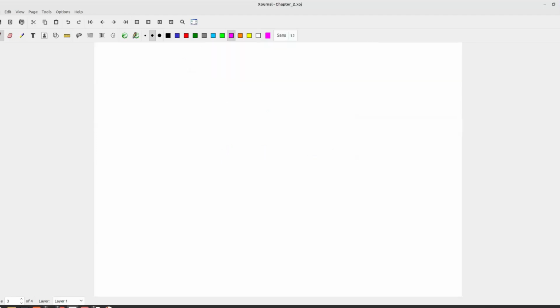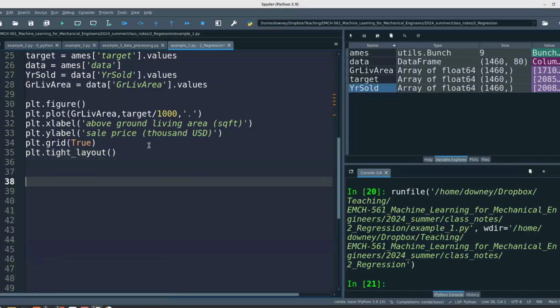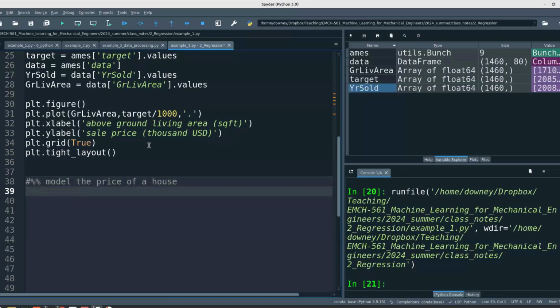Let's go ahead and just solve for those parameters or play around with the model that has those parameters. And then we will come back and look a bit at the math, right? So we're going to do this a little bit backwards, but that way we know what we're trying to get. So let's say, model the price of a house.